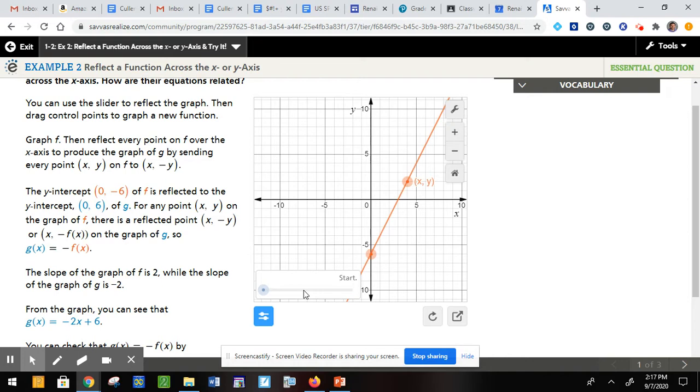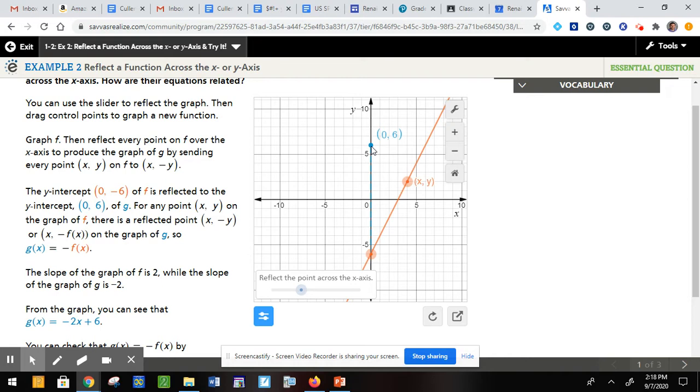For the g function, well, they're saying it's reflected over the x-axis. So reflected over the x-axis means it's equidistant. The new y-intercept is going to be equidistant to the origin. So if this one's down 6, the new one will be up 6. So then the new y-intercept for the g function is at 0, 6.